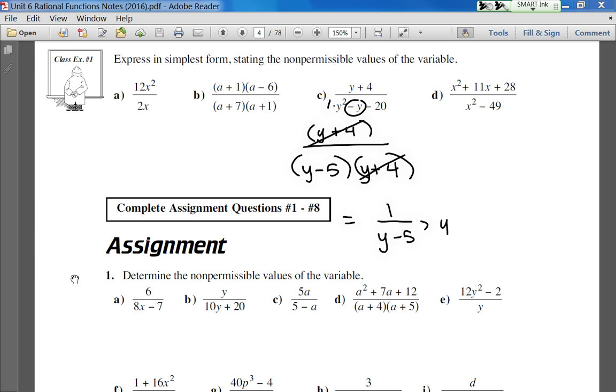Good. So positive 5 and... I don't know why I did that. Positive 5 and -4 are not permissible values. Even though it got canceled, it's not there anymore, you still have to put it. Okay? Make note of that, please. Even though it cancels, it stays.